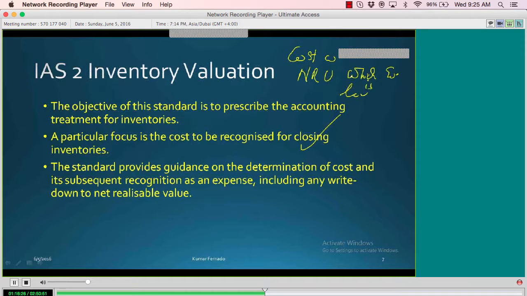Cost or net realizable value, whichever is lower. So that's the way that we value. So long as cost is 100, net realizable value is 110, we will value it at 100. But if net realizable value is 90, we will write off the asset from 100 to 90. So always that is the basis for valuation of inventory.